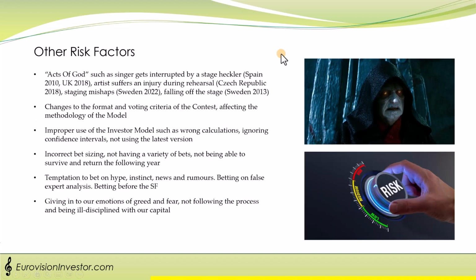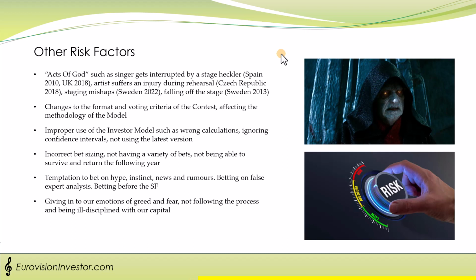There are many other risk factors that we need to be aware of, so here's a list of them. The first is acts of God, such as a singer gets interrupted on stage by a stage heckler, which happened in 2010 and 2018, or an artist suffers an injury during the rehearsal. This happened in 2018 as well. Or there could be staging mishaps. This happened in 2022. And even the artist falls off the stage. This happened in 2013. We also need to be aware of any changes to the format and voting criteria of the song contest that may affect the methodology of the model.